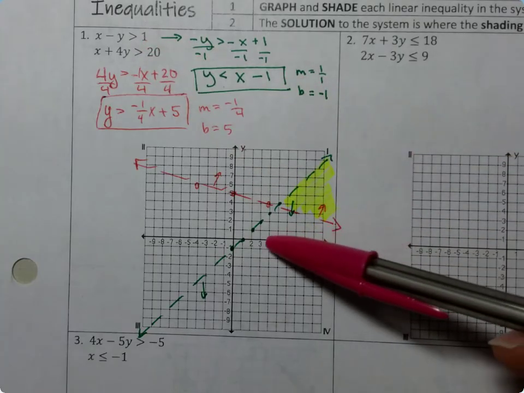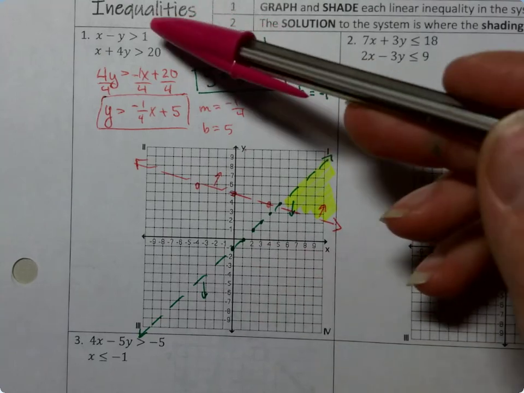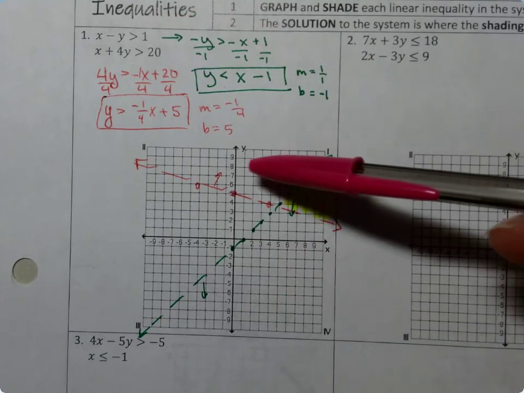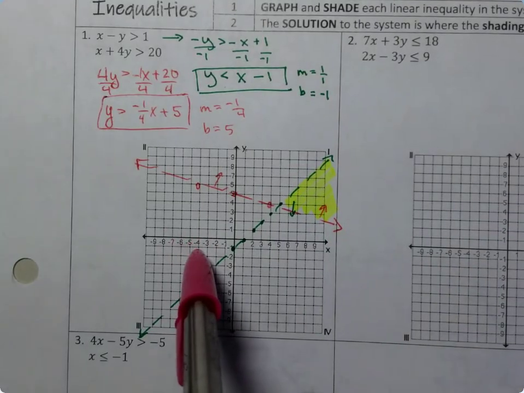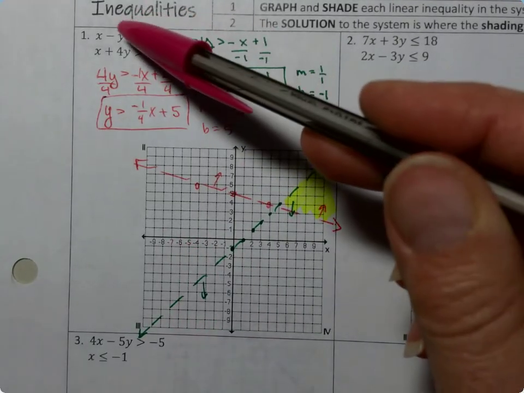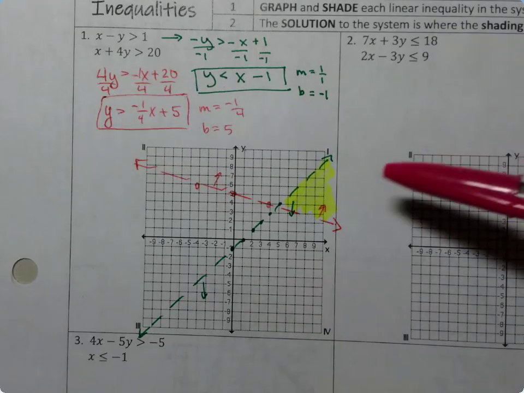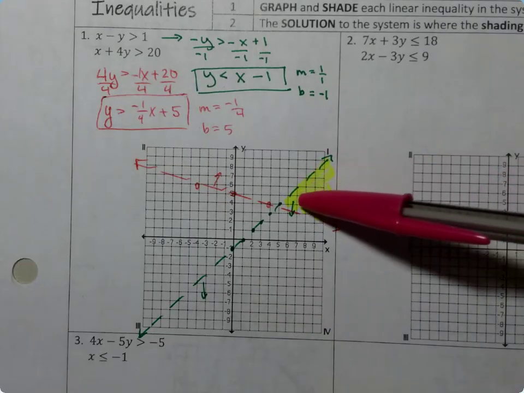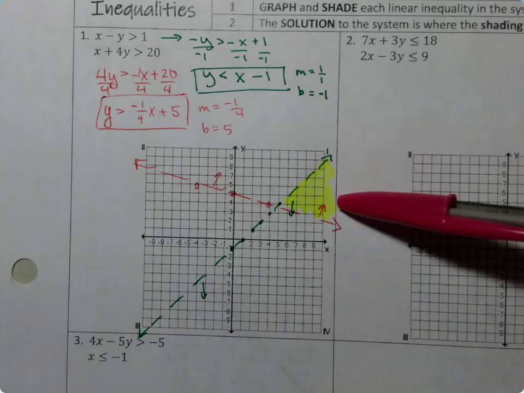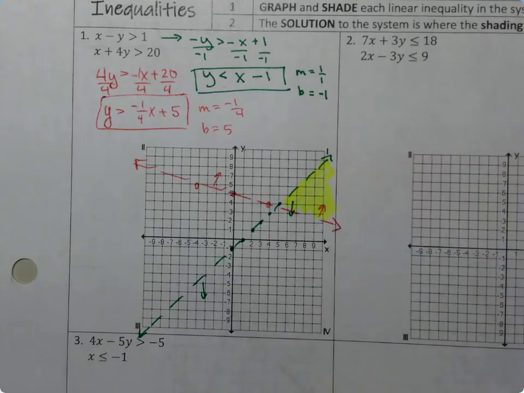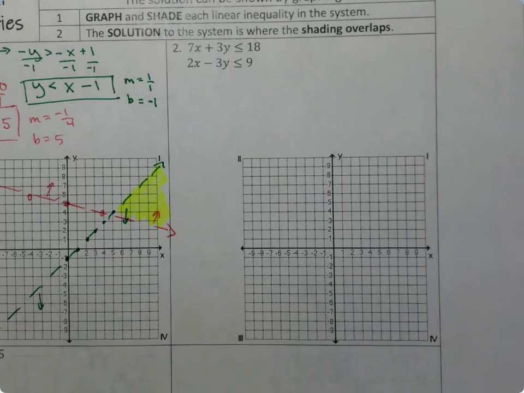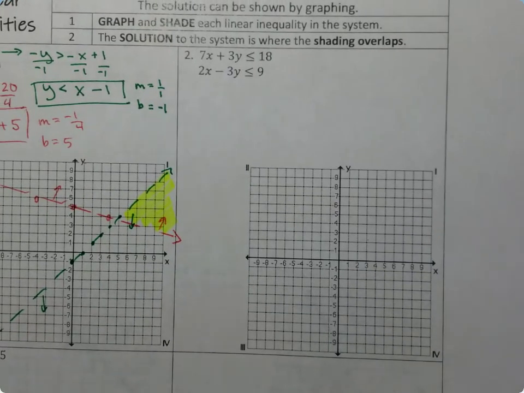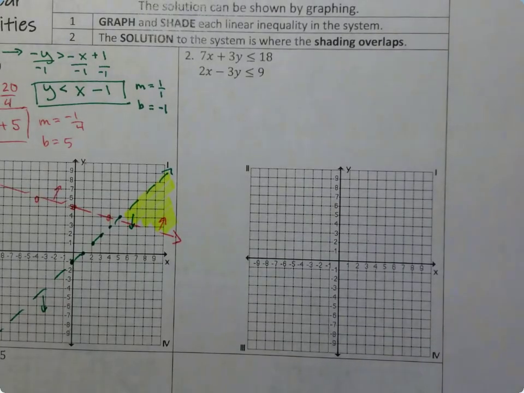If I pick something down here, it would only work in my green inequality. If I pick something up here, it would only work in my red. If I pick something out here, it won't work at all. So a solution is something that will make every inequality true. There are infinite solutions because we can pick anything in the shaded region, but they can't be on the dashed lines. All right, jump over to number 2. And the first thing we need to do is solve for y equals mx plus b, unless you're using x and y intercepts.